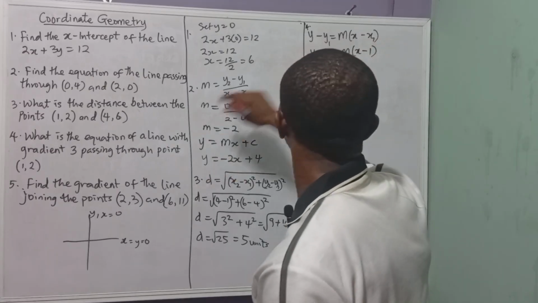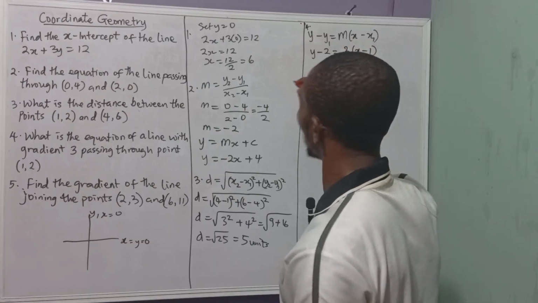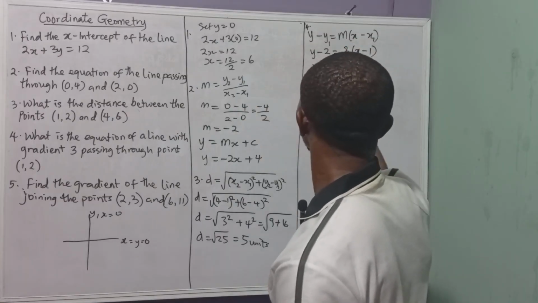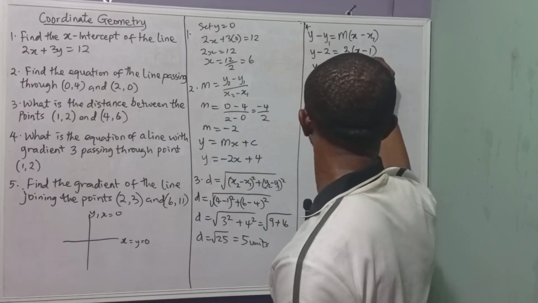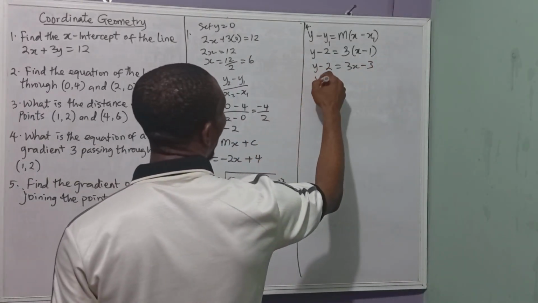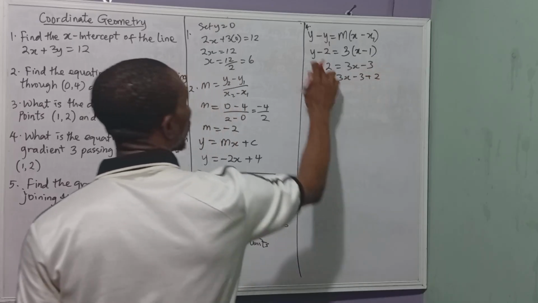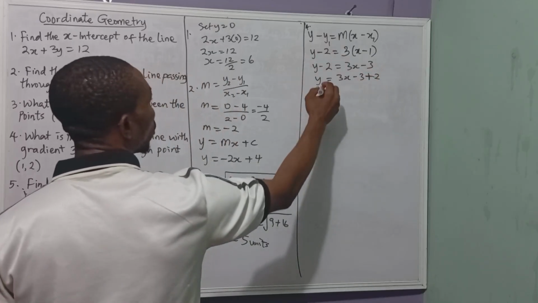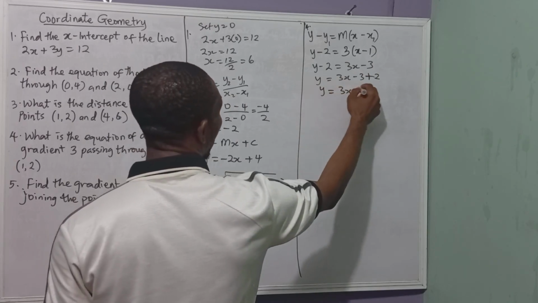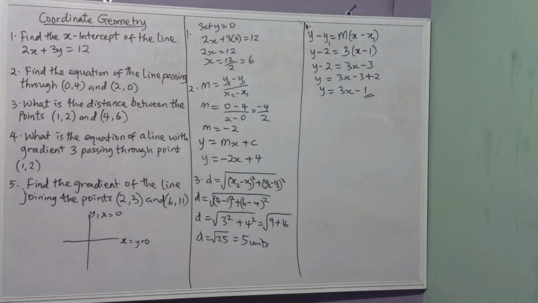Now, we are given the gradient as 3, so we can replace m with 3. So this gives us y minus 2 equals 3x minus 3. Opening up the bracket, this gives us y equals 3x minus 3 plus 2. 2 going over becomes positive. So y equals 3x minus 1. That forms our equation of the line with gradient 3 passing through point (1, 2).